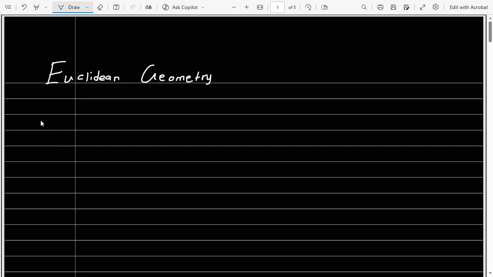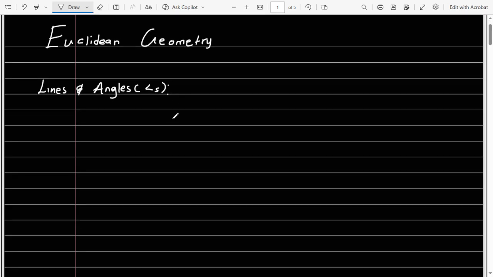You need to be able to know the lines and angles. I'm going to talk about the type of an angle. I'll give you the type of angle, then I'll give you the size of that angle, then I'll definitely give you an example so that you can know how that angle looks.